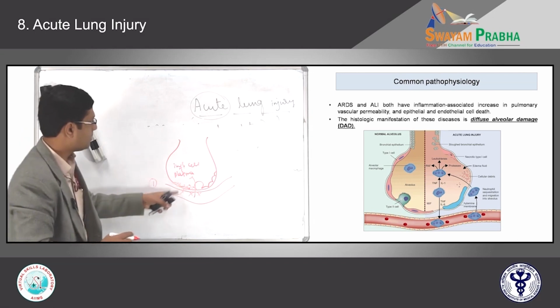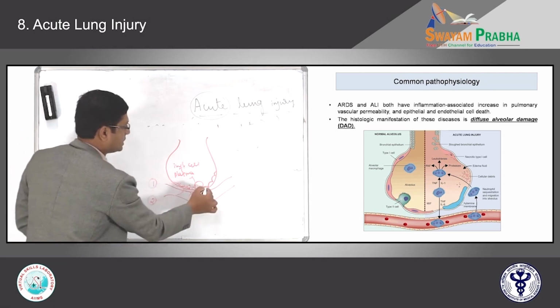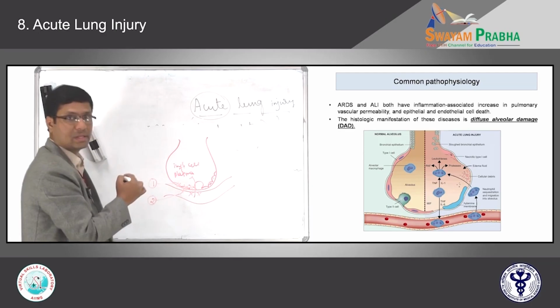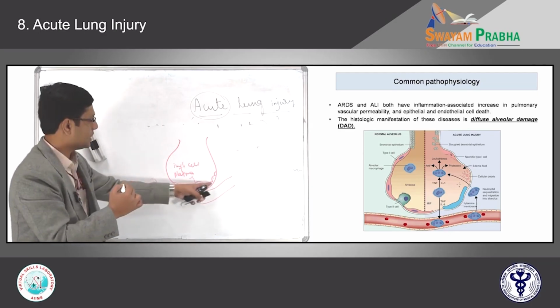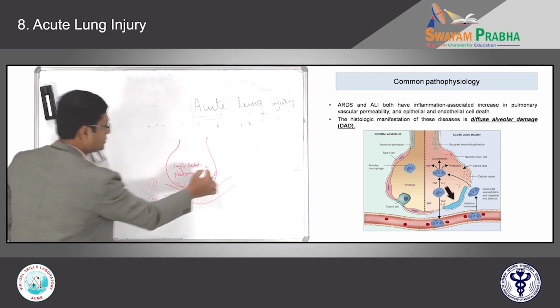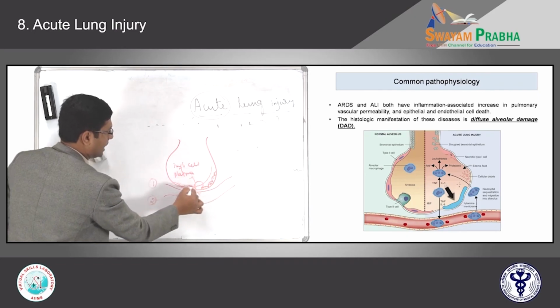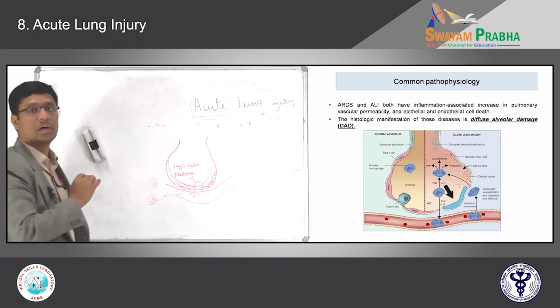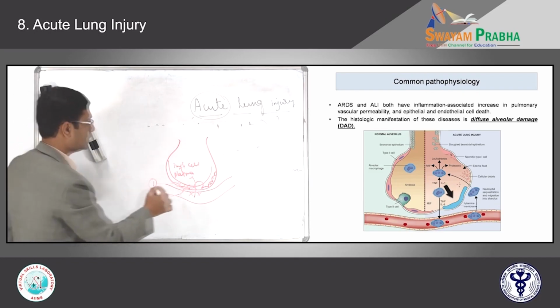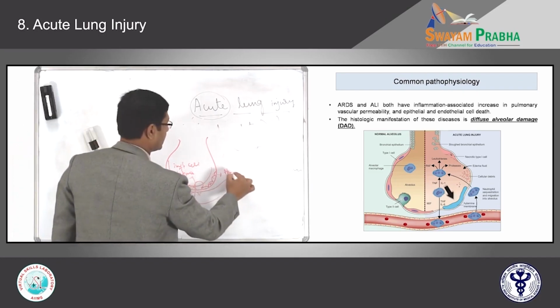What happens when there is severe cell injury? These cells will undergo death and ultimately form a thin membranous lining inside the alveolar lumen. This we call the hyaline membrane.